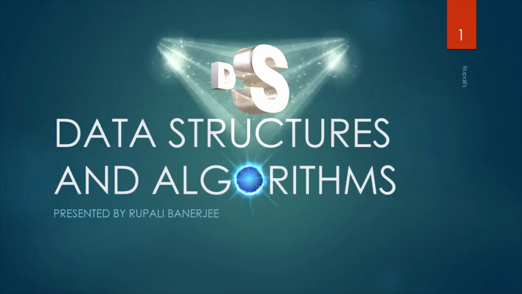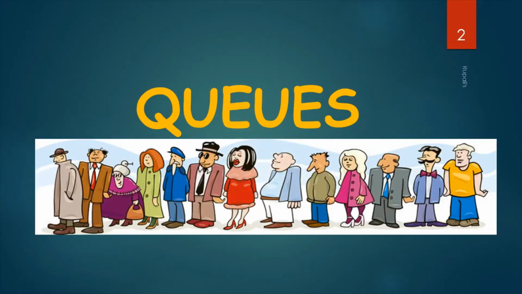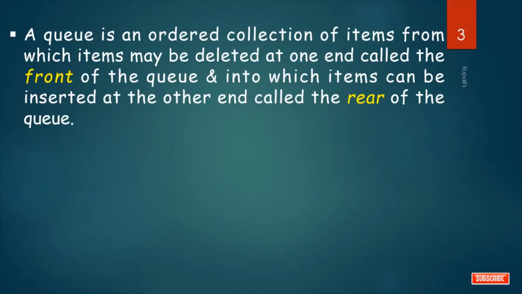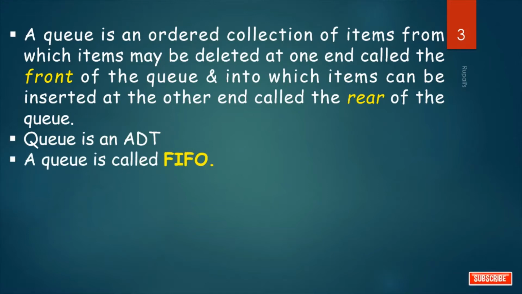From our previous video, we already learned what queues are. A queue is an ordered collection of items from which items may be deleted at one end called the front of the queue, and into which items can be inserted at the other end called the rear of the queue. Queue is an abstract data type. A queue follows the rule FIFO, first in, first out: the first inserted element will be deleted first.